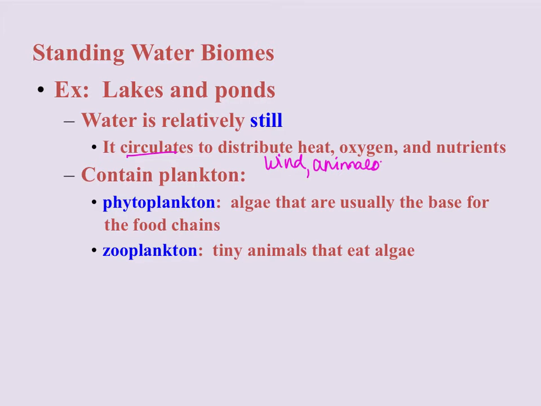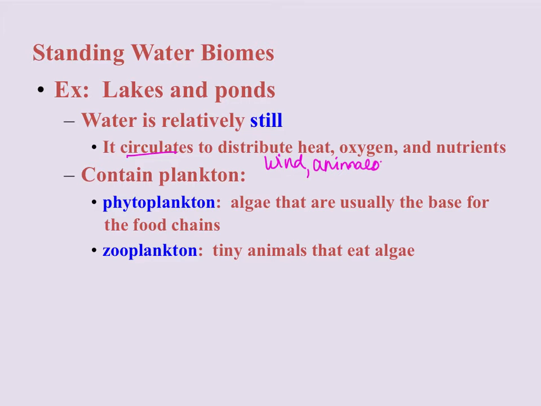So as it circulates, it's going to distribute the heat, the oxygen, and the nutrients in the water. So if you think about like a swimming pool, you might notice that kind of towards the bottom of the pool is colder. Anyway, so in standing water biomes, usually your phytoplankton are going to be your producers.